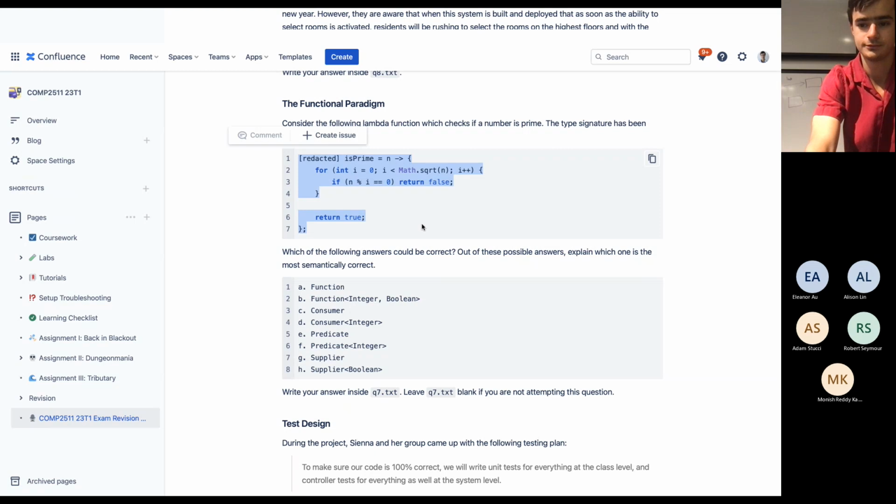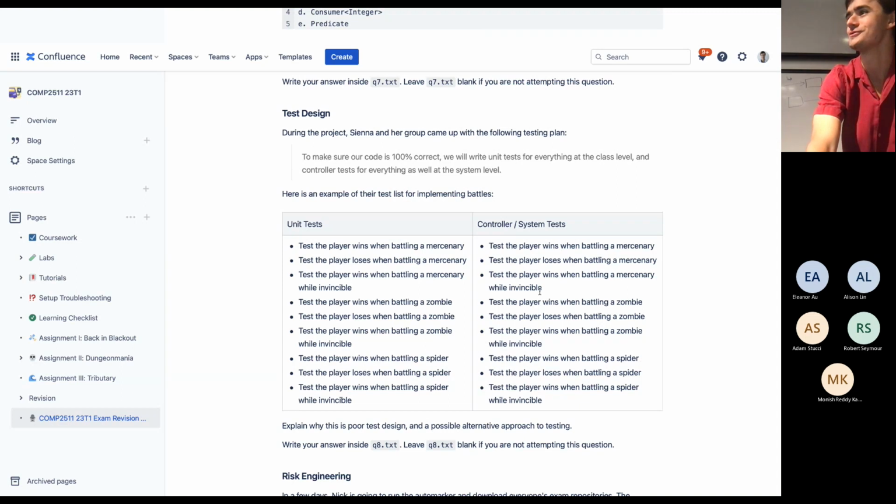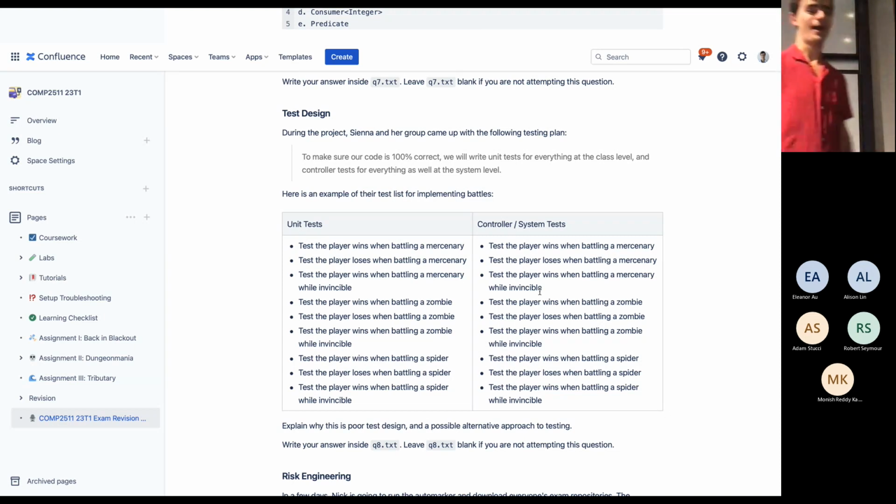Oh, okay. All right, test design. Oh, Sienna, do you want to do this question? Oh, really? Okay. I haven't read it since. I just saw you. Never mind.